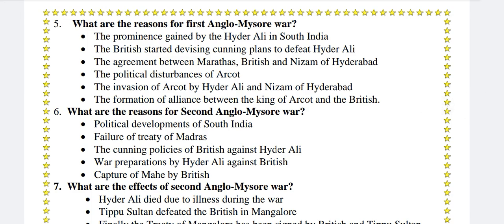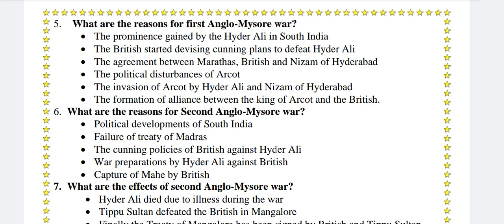What are the reasons for First Anglo-Mysore War? The prominence gained by Hyder Ali in South India, the British started devising cunning plans to defeat Hyder Ali. The agreement between Marathas, British, and Nizam of Hyderabad. The political disturbances of Arcot. The invasions of Arcot by Hyder Ali and Nizam of Hyderabad. The formation of alliance between the King of Arcot and the British.